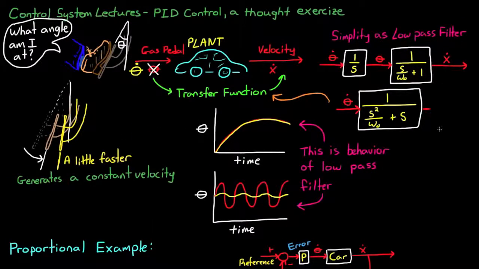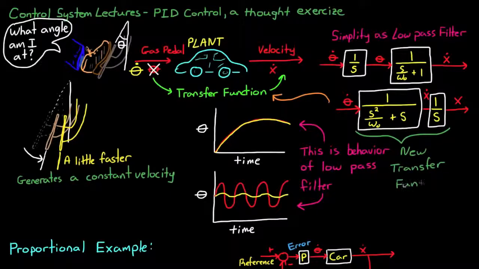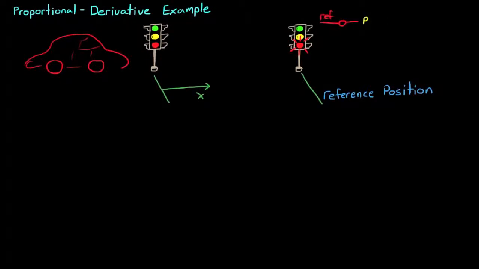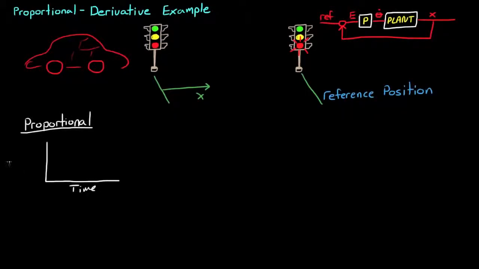In the block diagram, this would equate to adding an integrator right here at the end to convert from velocity to position. And so now this is the new transfer function for the system in this example. Also, your reference signal would change from speed to a position since this is what you're trying to control. So now let's apply a proportional controller to that and see what happens.